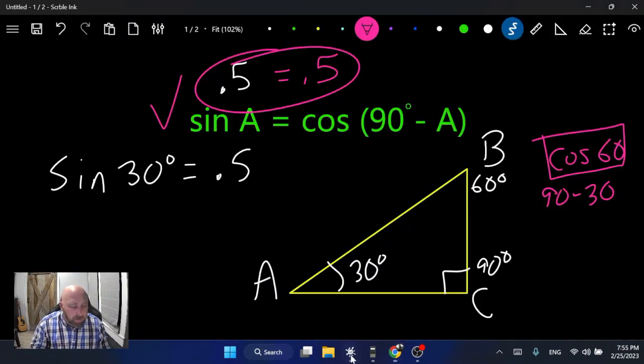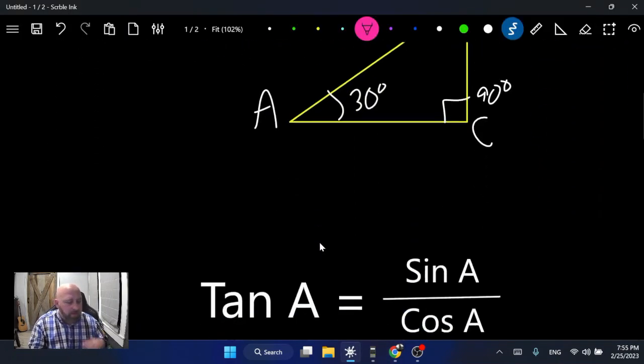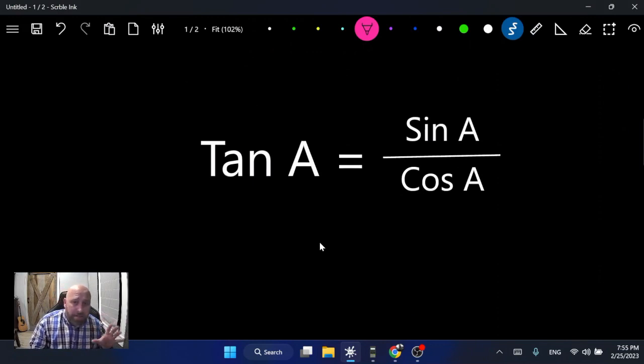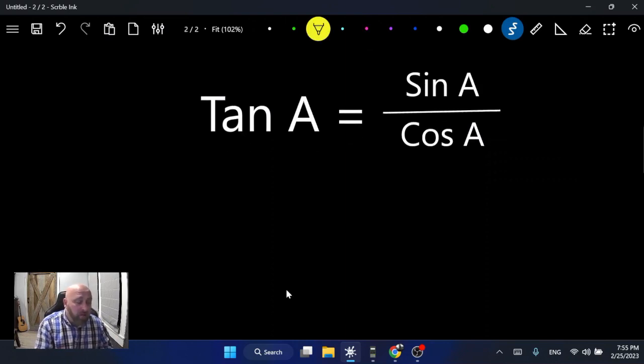All right, let's head back over here and finish up this lesson. Here's another identity. In your book, this is on page 289, Exercise 7.4. The first one I just solved for you. Here's the second one: tangent of A equals sine of A over cosine of A. Now, this one's kind of interesting too. We don't even need the triangle to do this one.